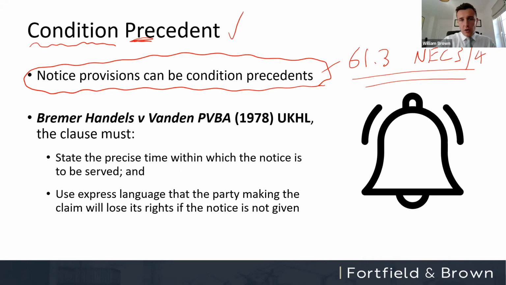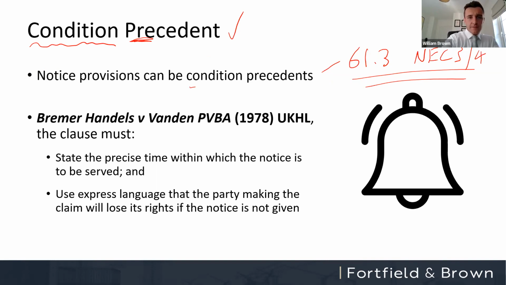In terms of what the law says about these condition precedents, the leading case that we have in the UK on this is Bremer and Vanden. This is a UK House of Lords decision, which is now the UK Supreme Court. Post, I think it was 2005, possibly 2009, the UK House of Lords became the UK Supreme Court. They physically moved out of Parliament Square and moved across the road. If you're ever in London, you can go in and have a walkabout. It's a beautiful building. I'd recommend that you do it.